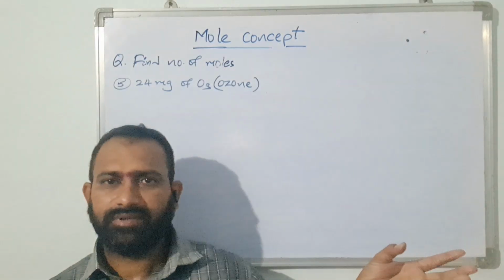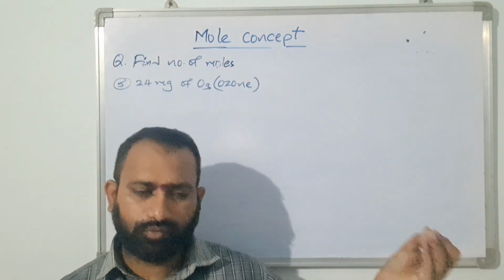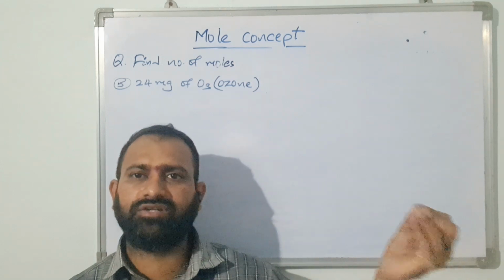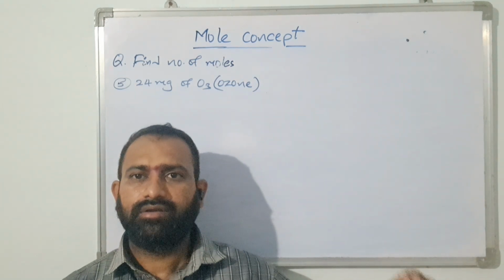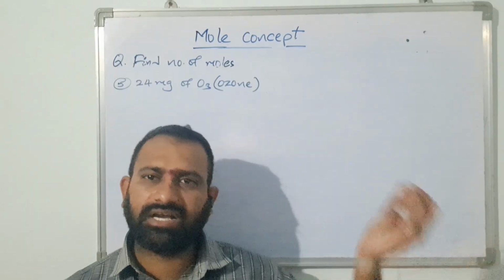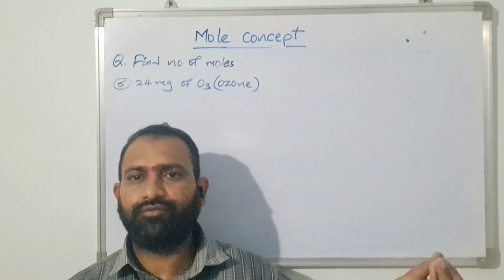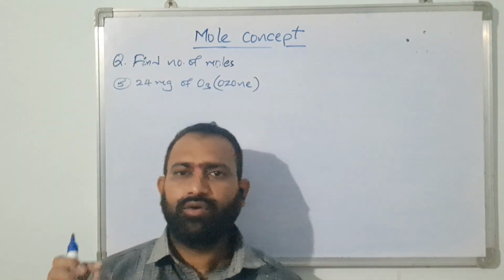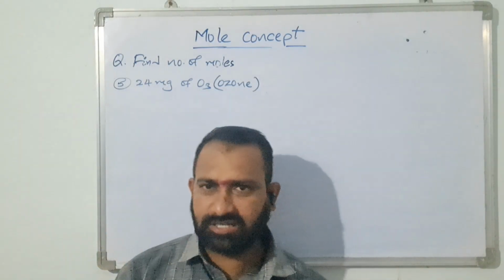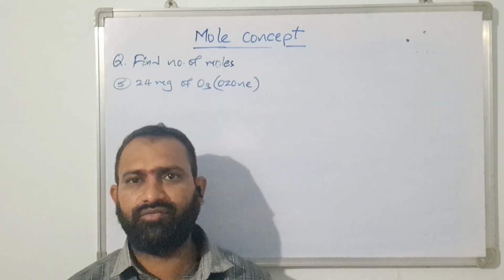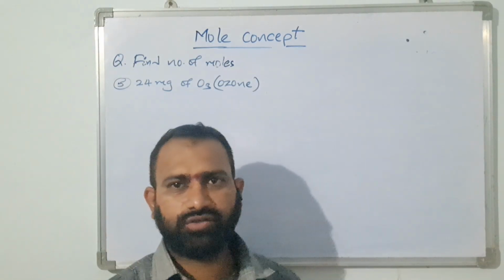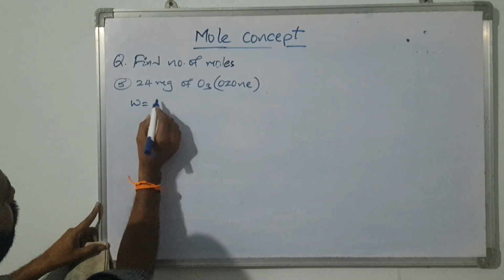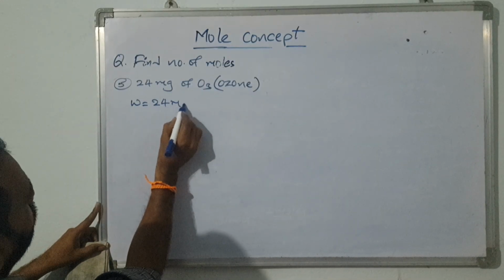In examination, if the weight is given in milligrams, we must convert into grams. If weight is given in kgs, we must convert into grams. If it is given in micrograms, we must convert into grams. Understood, children? While calculating mole concept problems, we must take weights in grams only. So here, the weight of ozone is given as 24 milligrams.